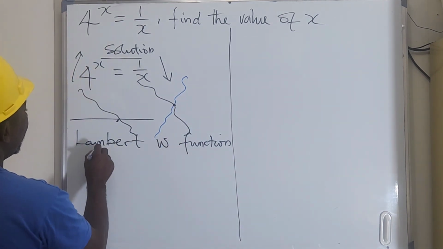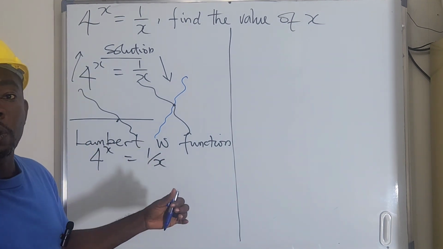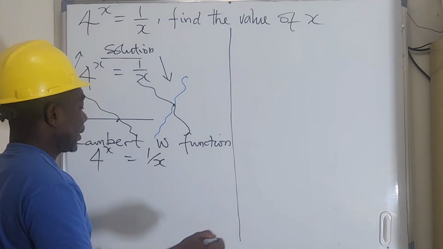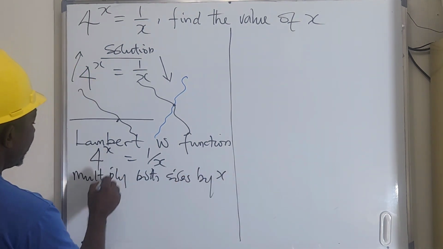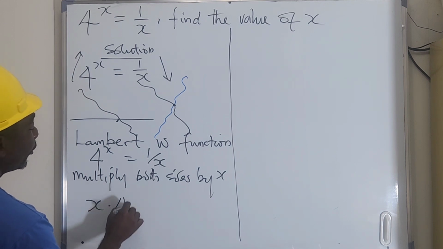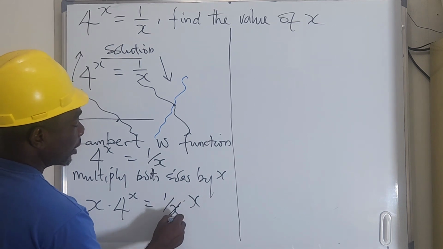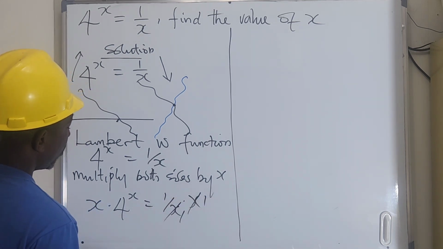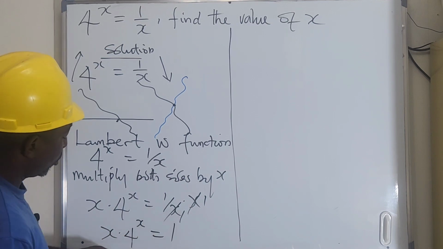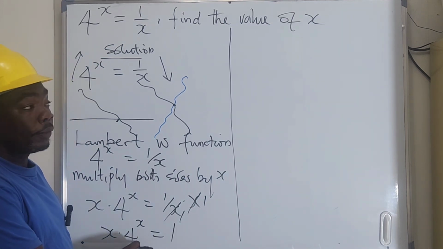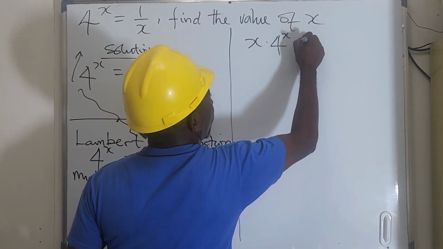So we have 4 raised to the power of x equals 1 all over x. In this case, we are going to multiply both sides by x. So it will become x times 4 raised to the power of x equals 1 all over x times x. The x will cancel on the right side, so we are now left with x times 4 raised to the power of x equals 1. So this is what we've got now.